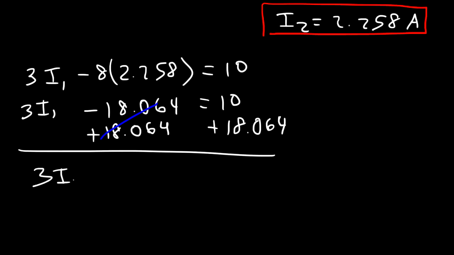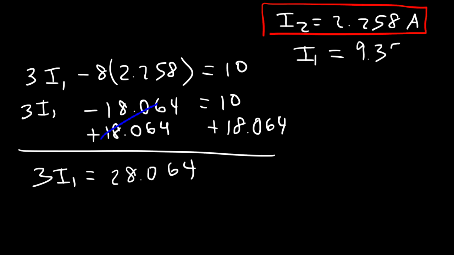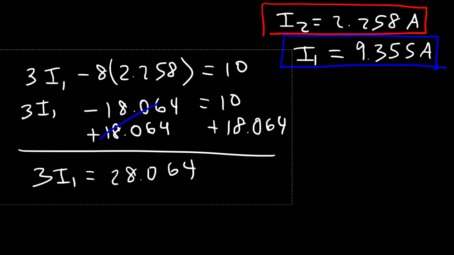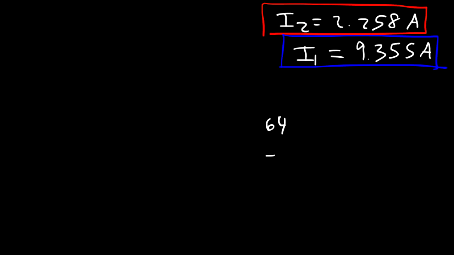So this is going to be 3I1. That's going to be equal to 28.064. And so I1 is 28.064 divided by 3. And so it's about 9.355 amps. So now that we have I1, let's calculate the potential everywhere along the circuit. So I'm going to redraw the circuit at this point. And let's see if these two answers make sense.